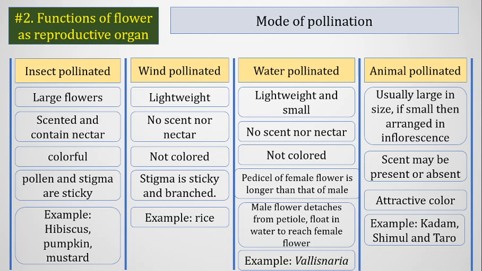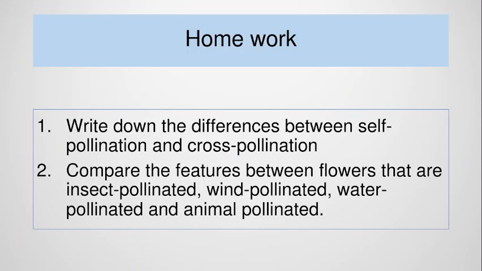And today we have also learned about what is called inflorescence. We have discussed cymose and racemose inflorescence, definite and indefinite inflorescence, and there are some differences between them also. So today your homework is to write down the differences between self-pollination and cross-pollination, and also compare the features of flowers that are insect pollinated, wind pollinated, water pollinated, and animal pollinated.